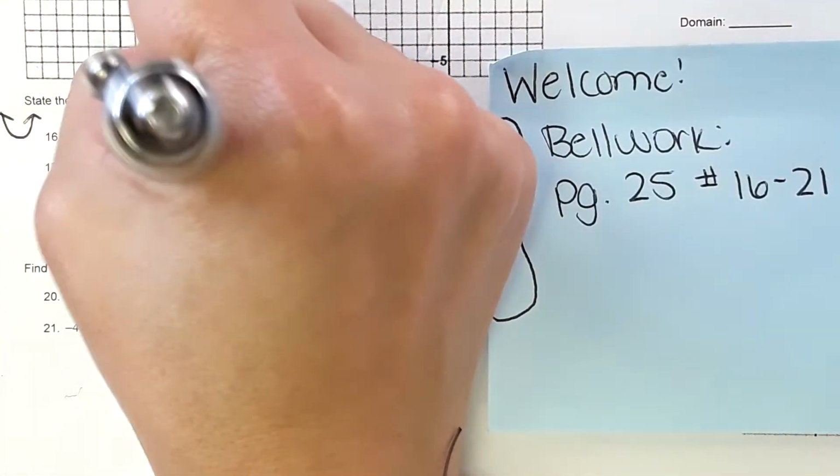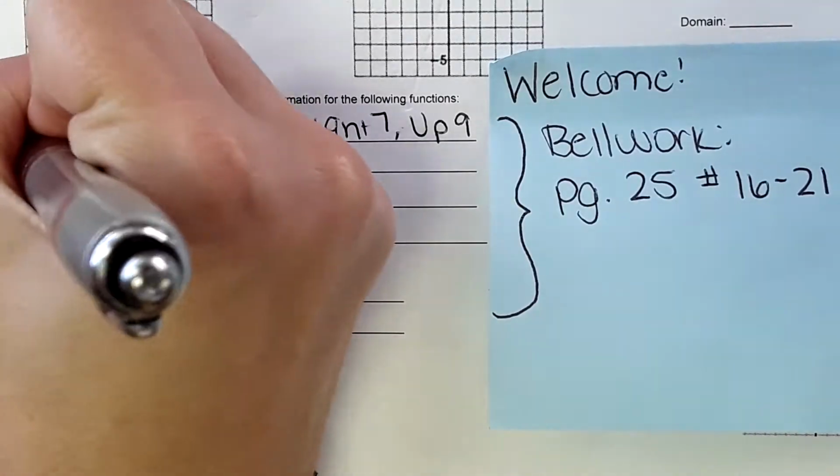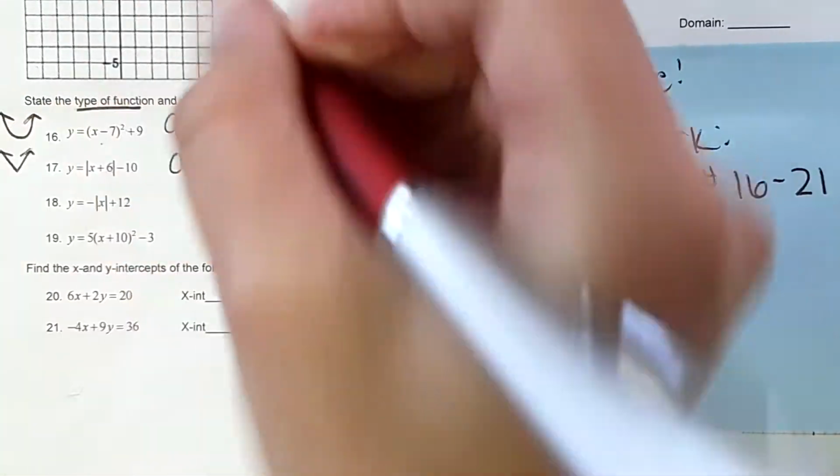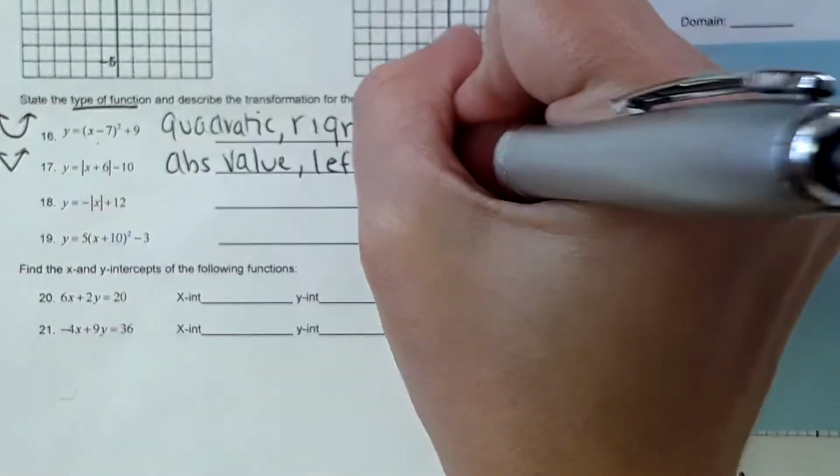17 would be absolute value. So our graph will look like this. And then plus 6 would mean left 6. And then minus 10 would be down 10.